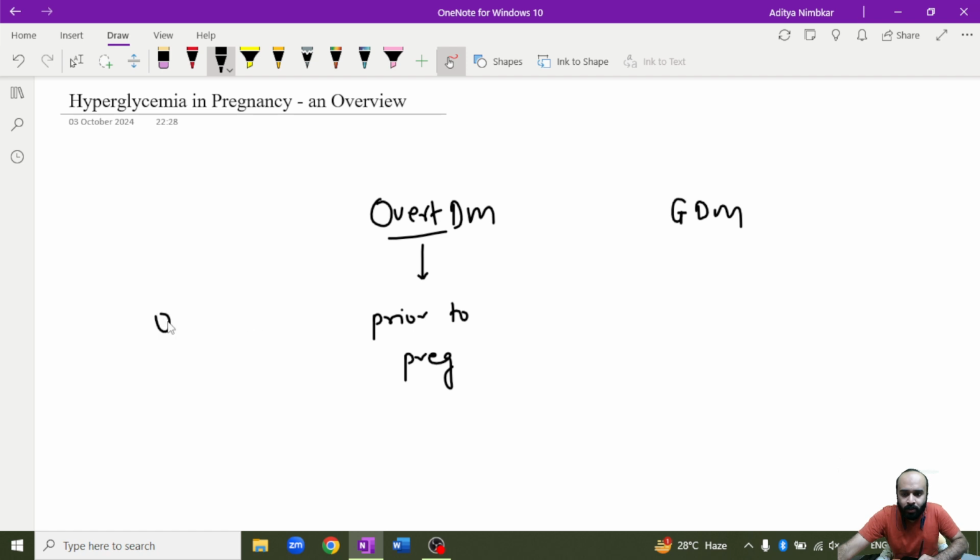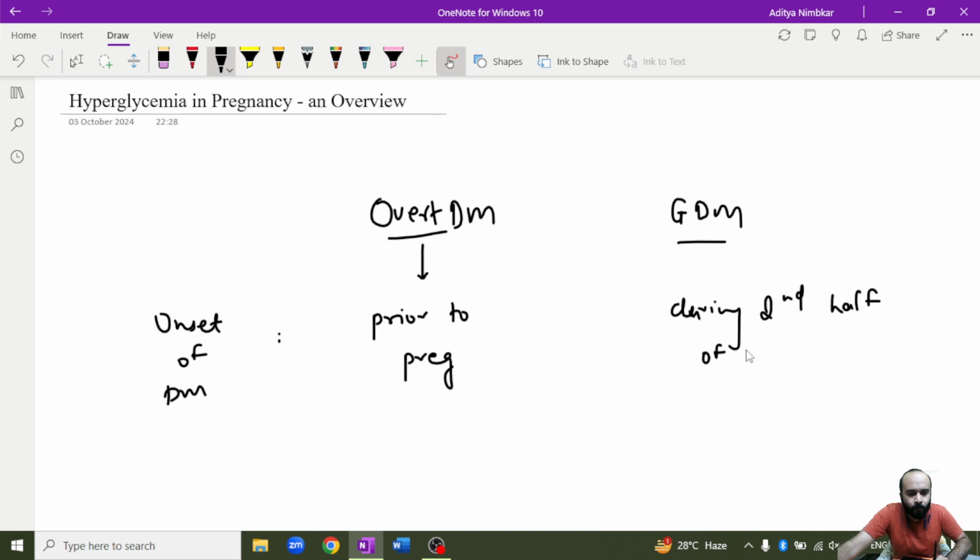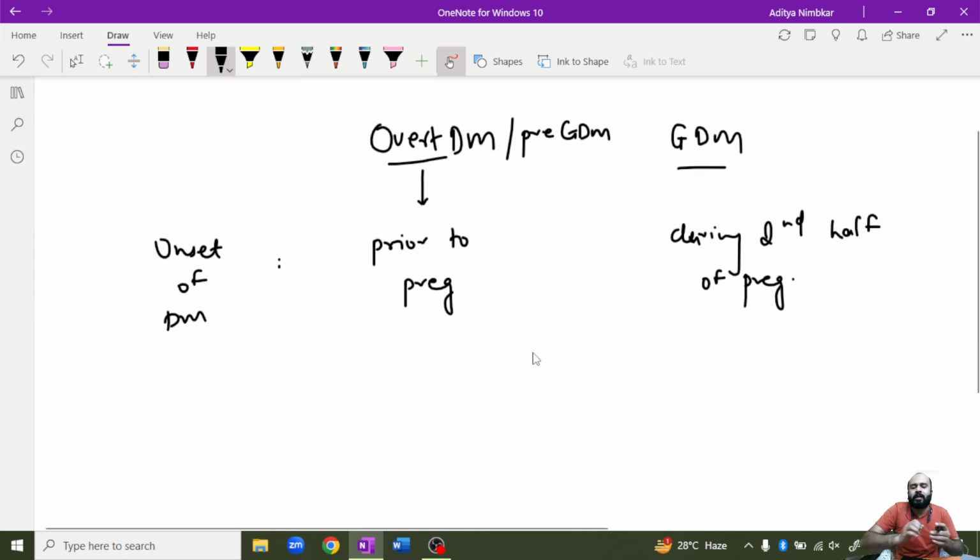So the onset of diabetes, I'll mention this column as onset of diabetes, is prior to pregnancy, whereas GDM is classically from the late second trimester. So basically during the second half of pregnancy. The other name for overt diabetes mellitus was also pre-gestational diabetes mellitus. So these are the two common names that we used, but there were a few shortcomings for this classification.